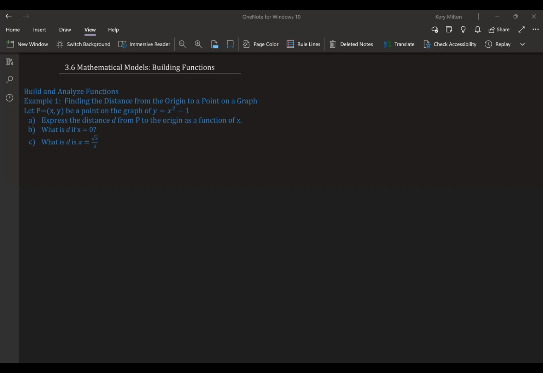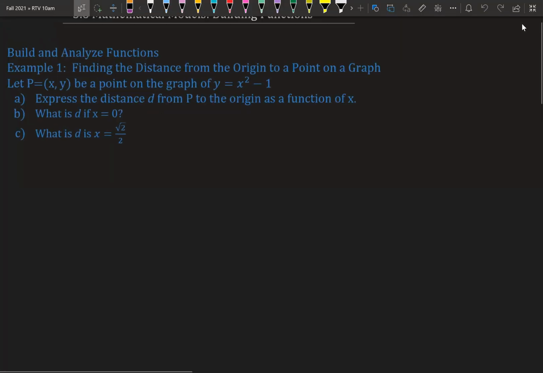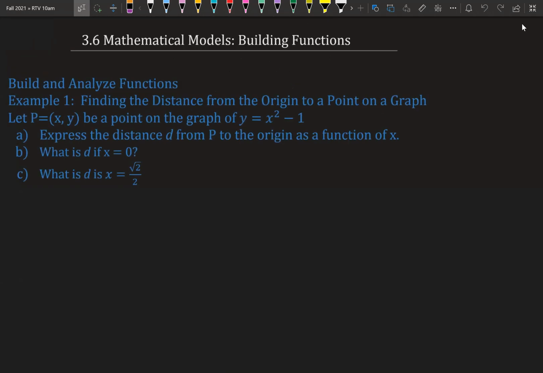Alrighty. So 3.6, mathematical models, and we're building functions. A lot of 3.6 kind of goes back to chapter 2 and 4. You're going to see a lot of things that resemble stuff from chapter 2 and chapter 4. So 3.6, I bet when you looked at it, you were like, heck no. But when we break it down, it's very reminiscent of chapter 2 and chapter 4. So it's kind of everything coming together so far in 3.6.